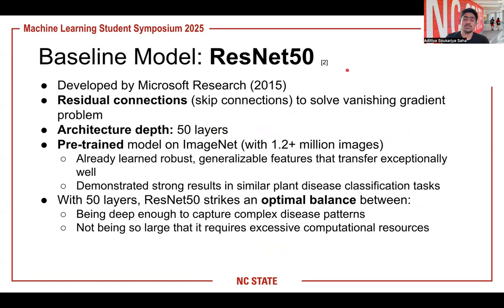For the baseline model, we chose to use ResNet 50, which was developed by Microsoft Research. It contains residual connections, the skip connections, to solve the vanishing gradient problem. It has an architectural depth of 50 layers. This model has been pre-trained on ImageNet, so it is already robust and contains generalizable features that can be transferred easily. With 50 layers, ResNet 50 strikes an optimal balance between being deep enough to capture complex disease patterns, but not being so large that it requires computationally expensive resources.